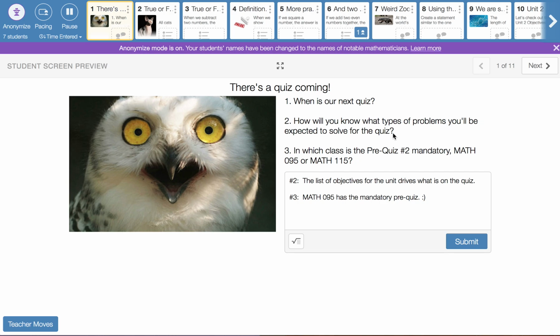For knowing what types of problems we'll be expected to solve on the quiz, you want to check out that list of objectives that is in every unit. That's the thing that drives our quizzes, and so make sure that you're keeping an eye on that. All right. The pre-quiz number 2 is mandatory in Math 095. It is optional in Math 115.